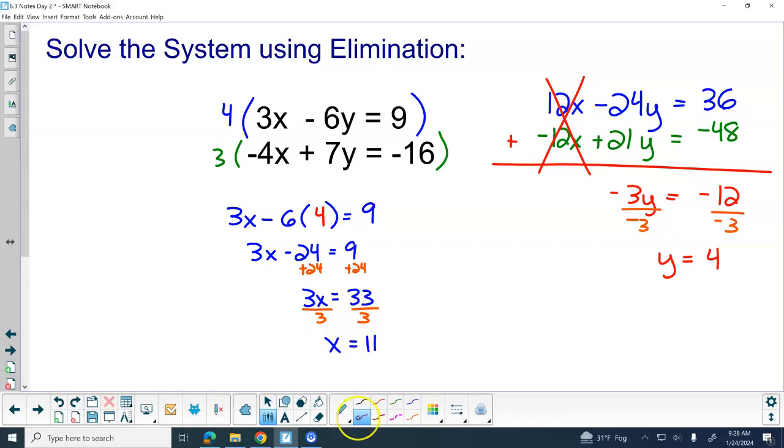If x is 11 and y is 4, 3 times 11 is 33, 6 times 4 is 24, 33 minus 24 is 9, 9 is equal to 9. If x is 11, -4 times 11 is -44. 4 times 7 is 28. -44 plus 28 is -16, and that's what we need it to be. So my final answer here would be 11, comma, 4.